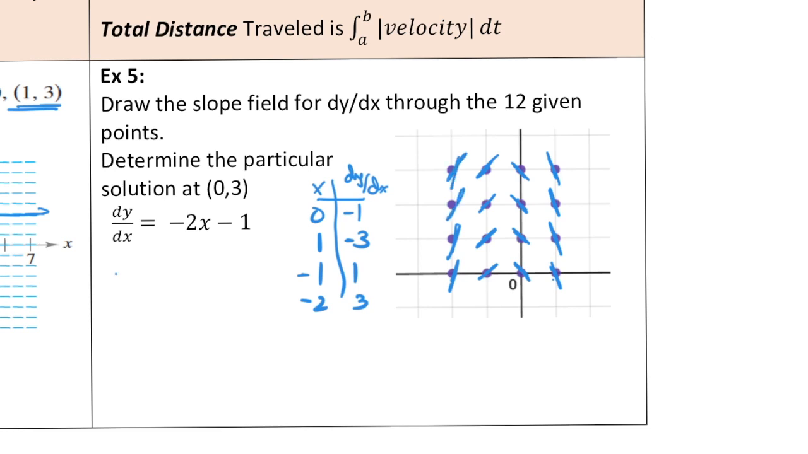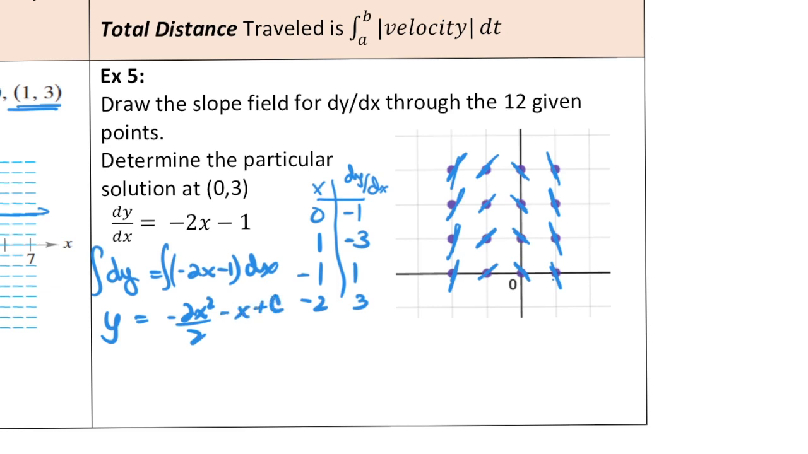Okay, now use your separation of variables. dy equals negative 2x minus 1 dx. Integrate both sides. y equals negative 2x squared over 2 minus x plus c. We know that when x is 0, y is 3. So y equals negative x squared minus x plus 3. And if I try to graph this, I'm going to plot (0, 3), (0, 1, 2, and 3), draw my line in, and then follow what the graph is doing.